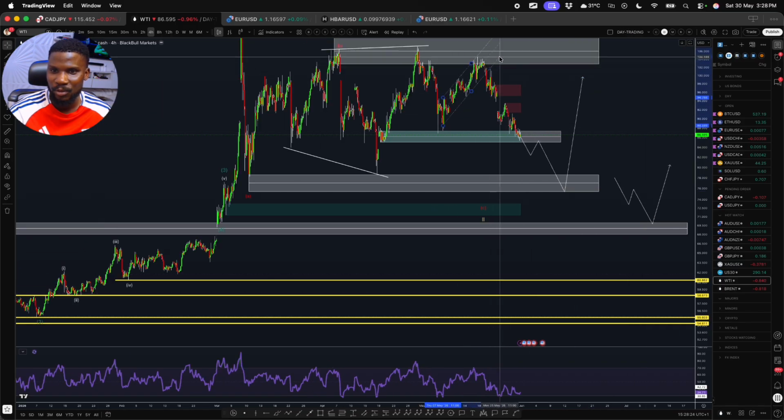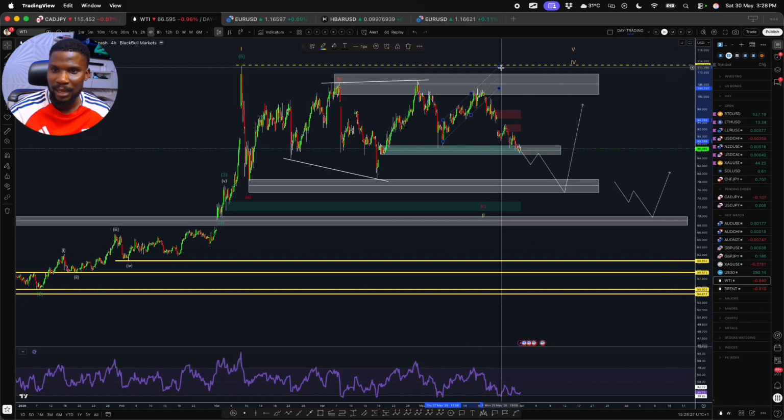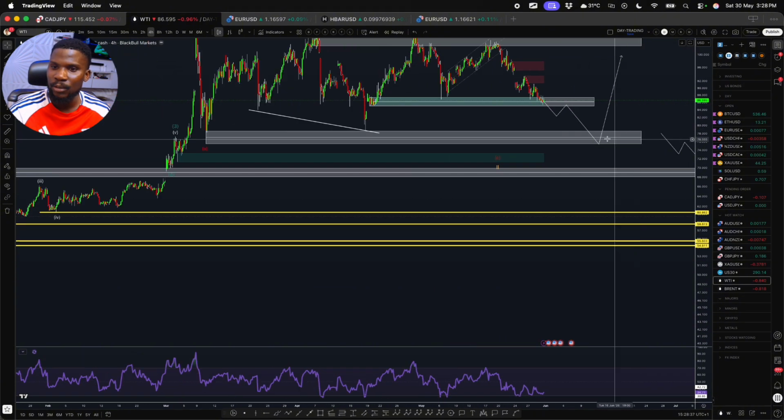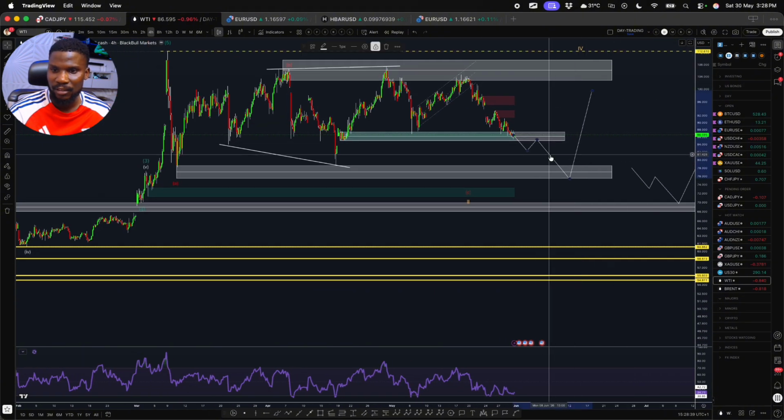I have a friend that actually took this particular shot, and that was good for him. I hope he's still holding the trade. Well, he's more like a beginner, so maybe he has actually closed the trade. If he's still holding it, that would be a very good one. Anyways, this is gonna be my plan.